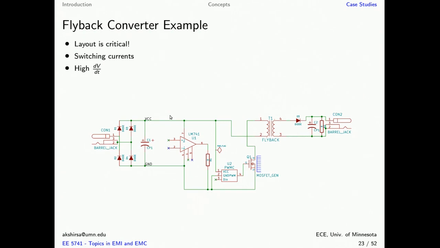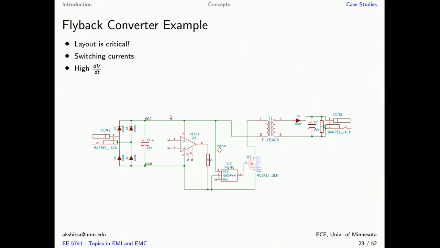Next, we are going to look at a flyback converter. I assume that you are all familiar with the working of a flyback converter, and the EMI and EMC issues for this converter are going to be related to the fact that this is a switching converter and also has high dV/dt, which means the voltage at some of these nodes changes quite rapidly. In this case, we are going to take a quick look at how layout for such a converter is critical.